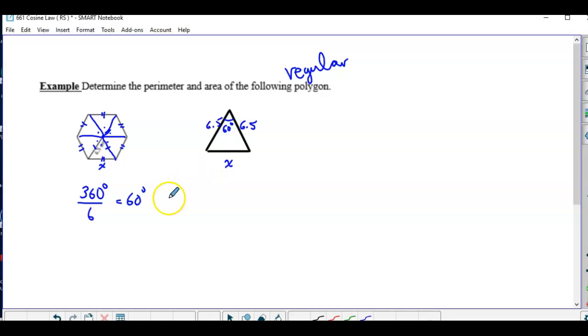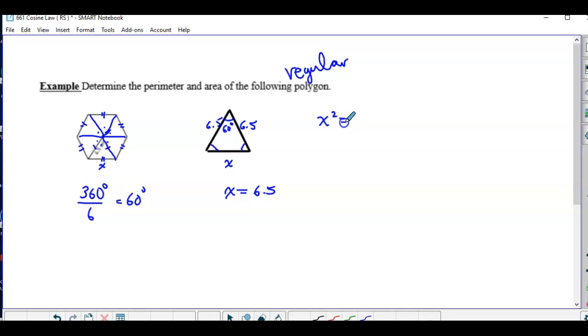Something interesting with this question is you don't need trig. Now that we know that's 60, if these two sides are the same, these two angles are the same, and they would have to add up to 120 because this is already 60. Half of 120 is 60. So these are all 60, which means all the sides are equal. So x is equal to 6.5. No cosine law needed.